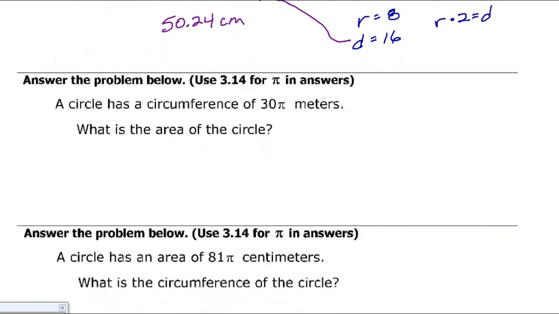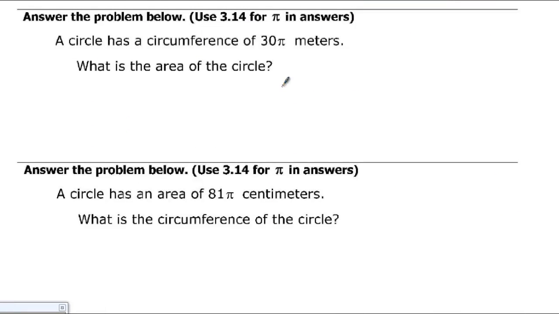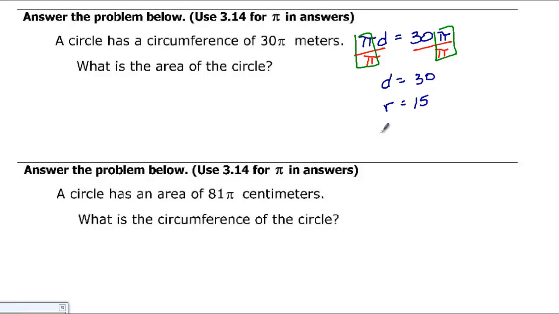All right, let's go through the last two problems now. So this again is a circumference problem. So here's what I know. I know that the circumference formula, pi times diameter, is equal to 30 pi. I'm going to eliminate pi on both sides. If I divide both sides by pi, I get the big 1, which means d is equal to 30, which means r is equal to 15.